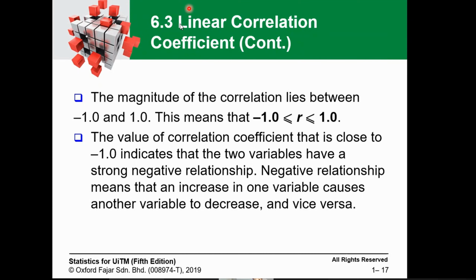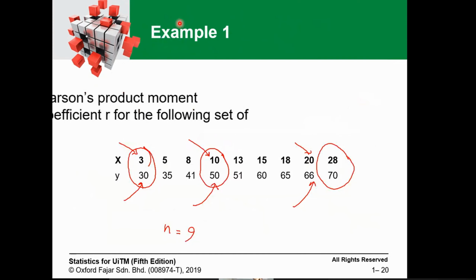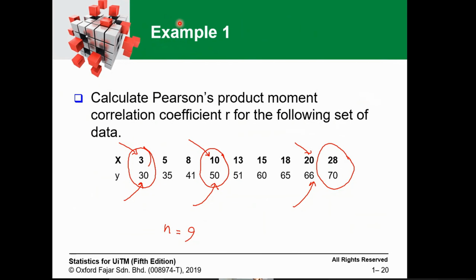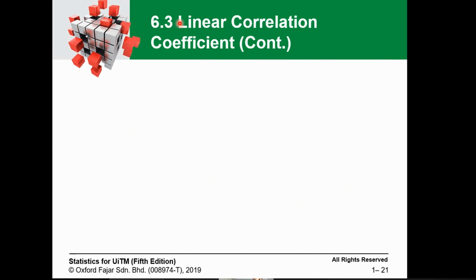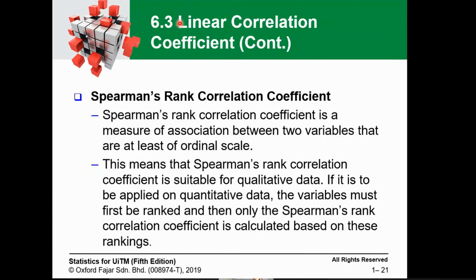So we have Pearson and we have Spearman. Spearman is for qualitative data, so for that reason it's called Spearman rank correlation. This is the example. I will do this example with you now. But let's go to the Spearman first.